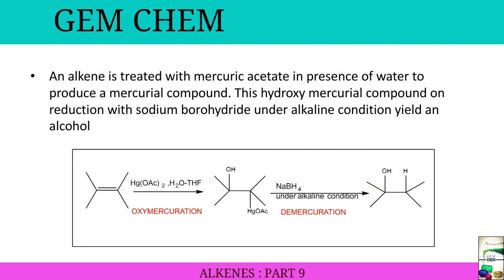Right. Now the first stage is known as oxymercuration, as it involves addition to the carbon-carbon double bond of OH and HgOAc. Then in demercuration, this HgOAc is replaced by hydrogen. Now the reaction sequence amounts to hydration of alkene, right, but is much more widely applicable than direct hydration. The two-stage process is advantageous.